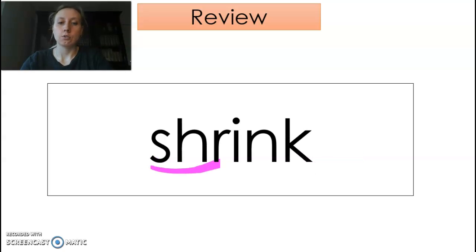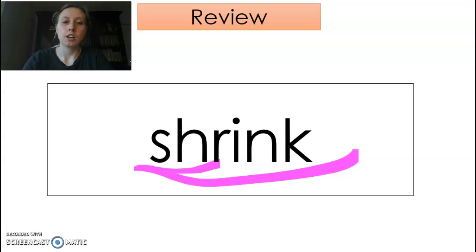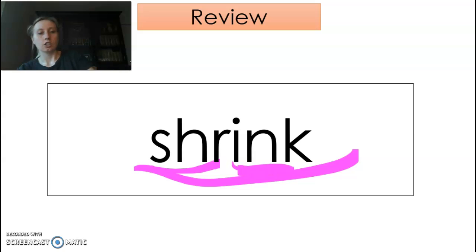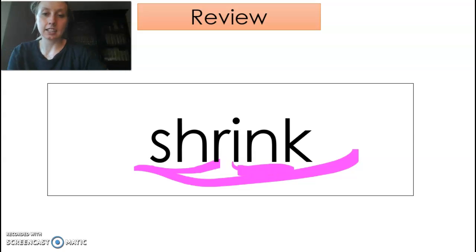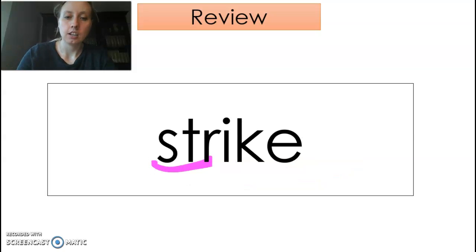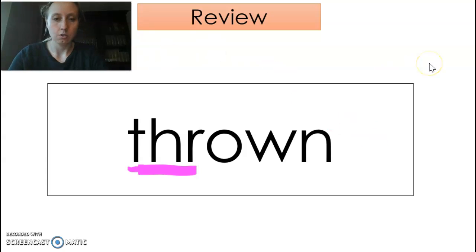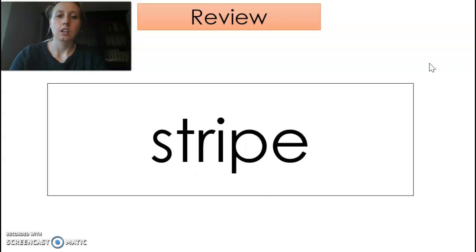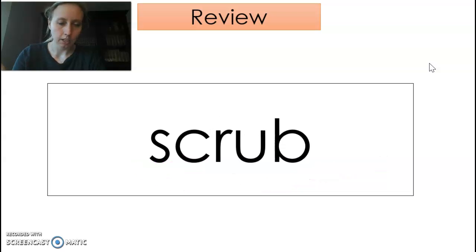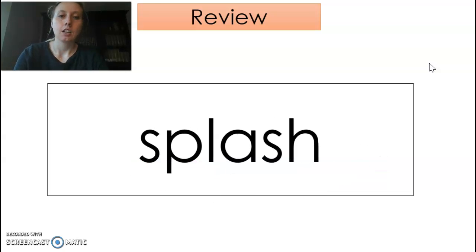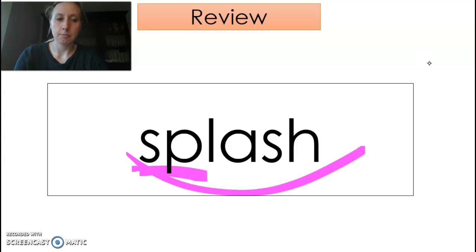3, 2, 1, shrink. Now remember, INK says ink, so it wouldn't be shrink, it'd be shrink. 3, 2, 1, strike. 3, 2, 1, thrown. 3, 2, 1, stripe. 3, 2, 1, scrub. 3, 2, 1, splash.